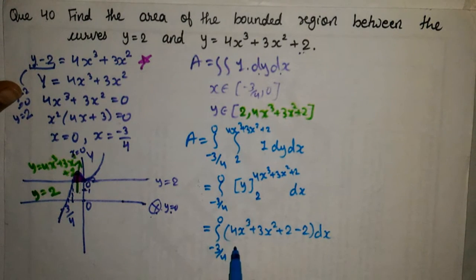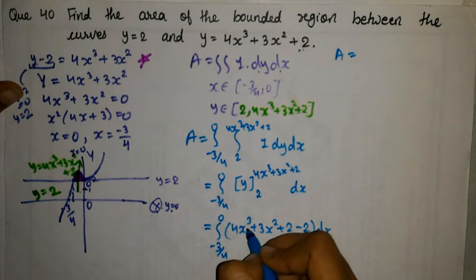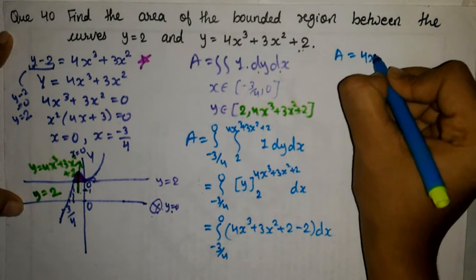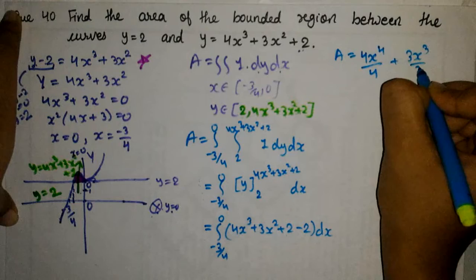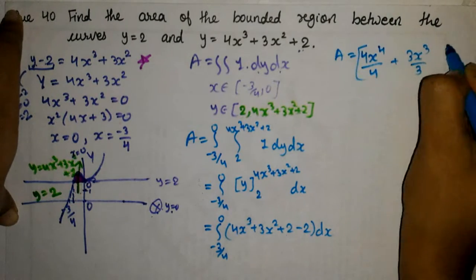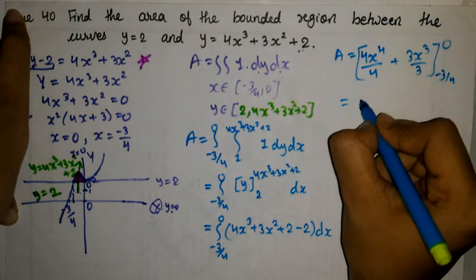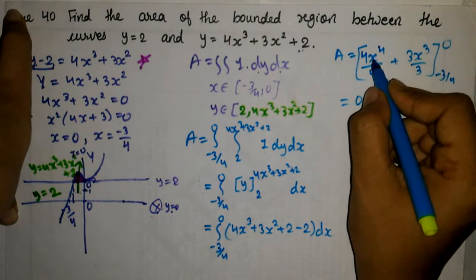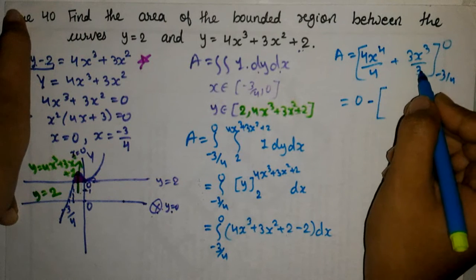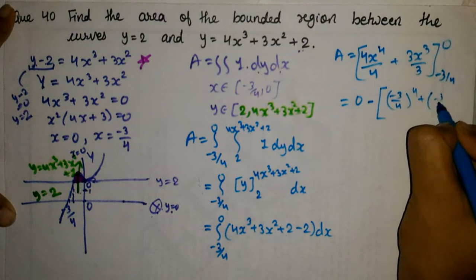Now integrate this term with respect to dx. So 2 will get cancelled. So we get area is equal to 4x cube, so 4x cube will be 4x raised to 3 plus 1, that is 4, upon 4, plus 3x cube by 3, and this will get 0 only. Its limits are from minus 3 by 4 to 0. When we put 0, we get 0 from here also, and here also. Upper limit minus lower limit. So 4 will get cancelled, 3 will get cancelled. So minus 3 by 4 whole raised to 4 plus minus 3 by 4 whole cube.